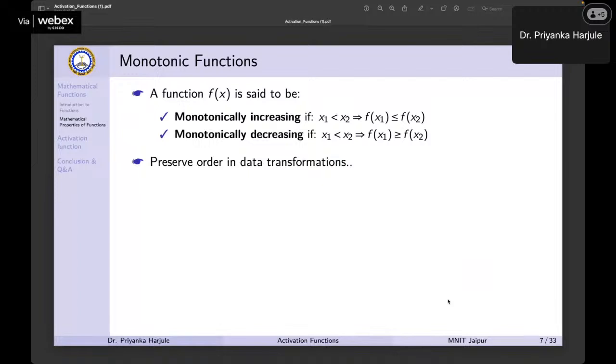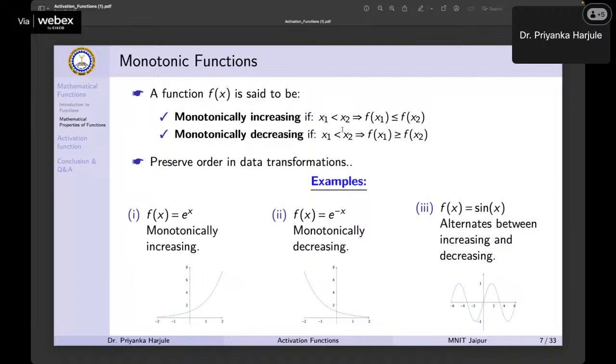Next is the monotonic functions. Again, an important idea. Monotonic functions are of two types: monotonically increasing. That means the function never decreases as x increases. So if you are increasing x, the function is also increasing. Monotonically decreasing: the function never increases as your x increases. So monotonic functions basically preserve the order during transformations, which is important for ranking, normalization, nonlinear scaling, and interpretable models.